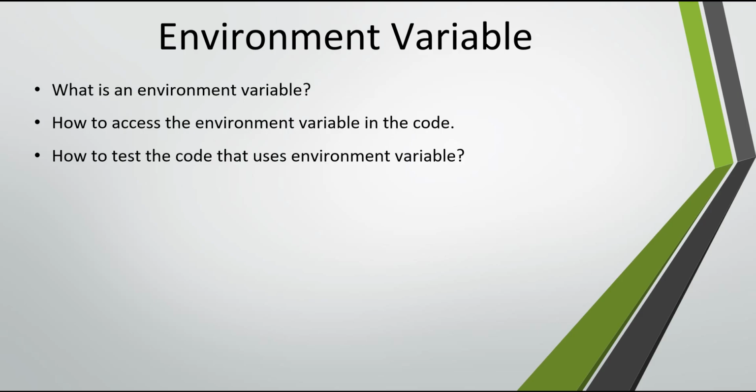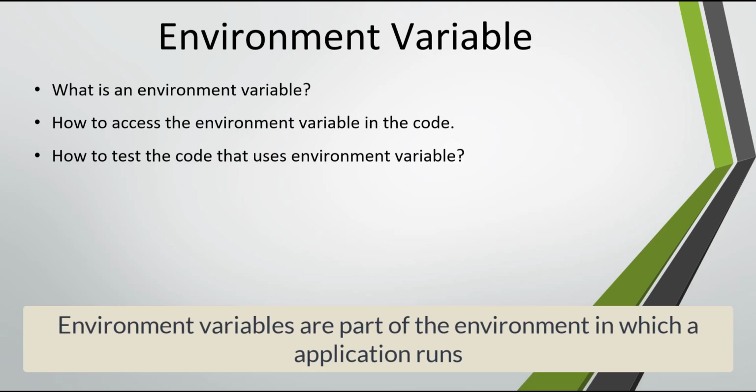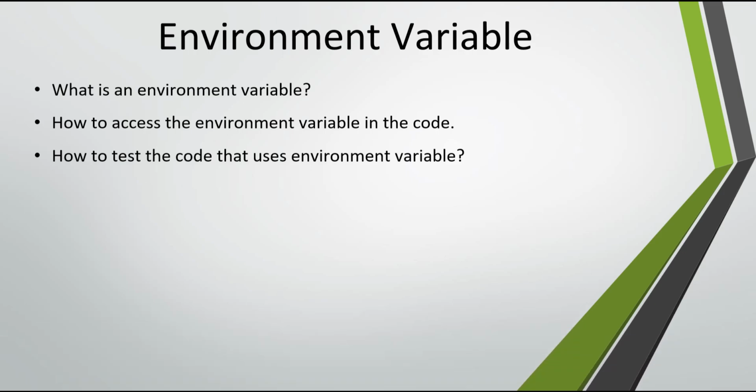First, let us understand what is an environment variable. From the name itself, we can understand that it's a variable that is specific to the environment on which the application is running. An environment variable is just like a normal variable that is used for storing a value, but the way its value is set and accessed is completely different as compared to a normal variable. Let us understand this with an example.